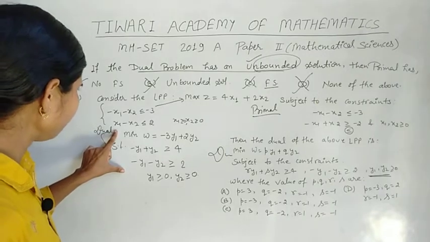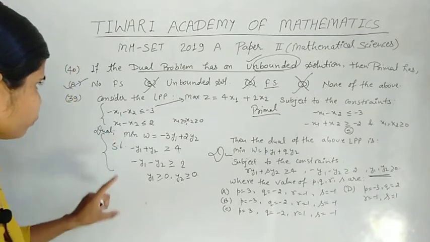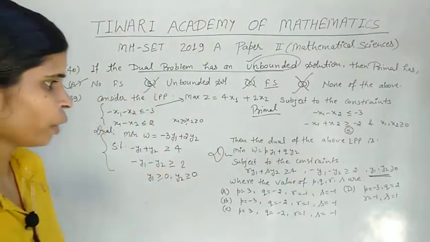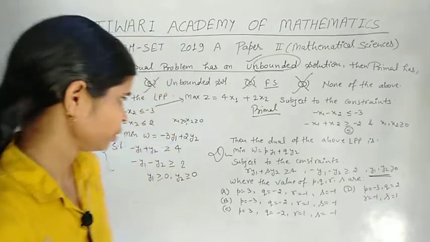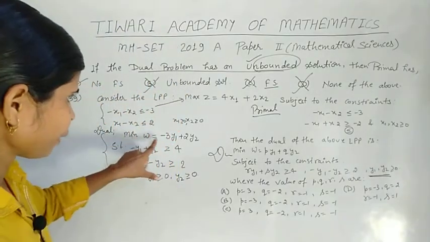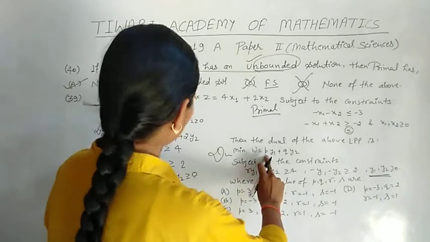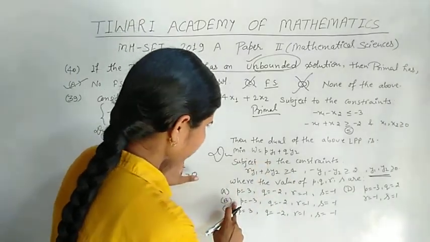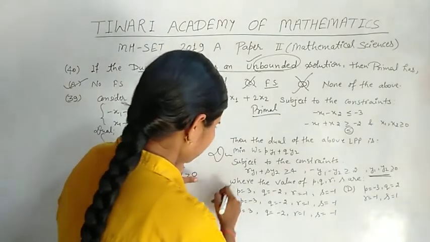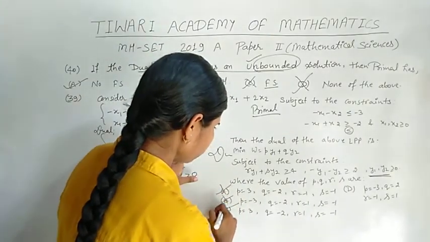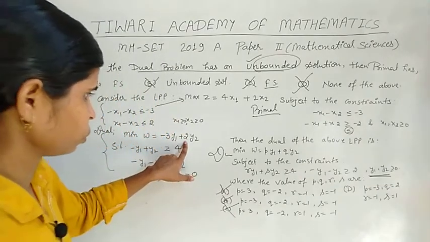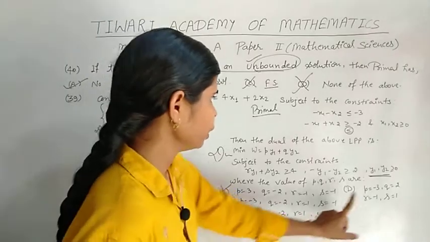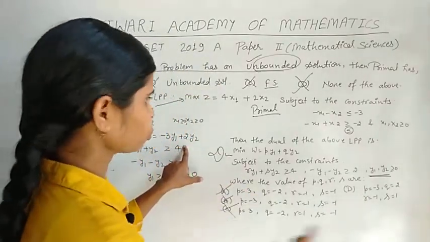If we compare this dual problem and this dual problem, then we find the value of P, Q, R and S. By comparing, P is equal to minus 3, Q is equal to 2. This is a wrong option, this is a wrong option, this is also a wrong option. P is equal to minus 3, Q is equal to 2.